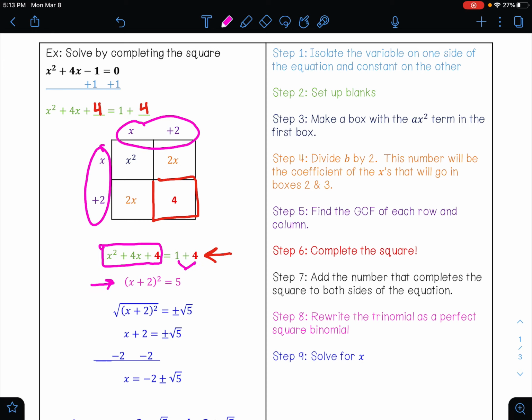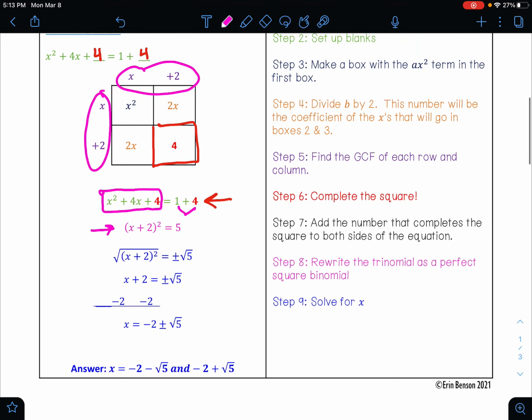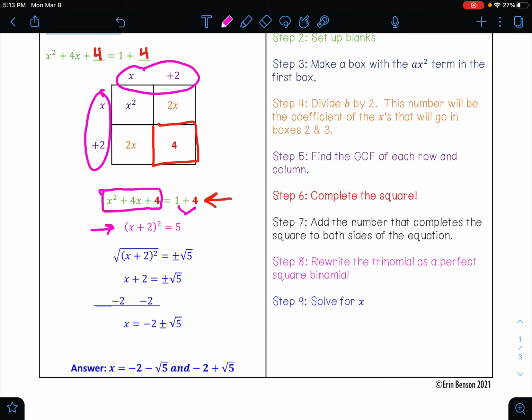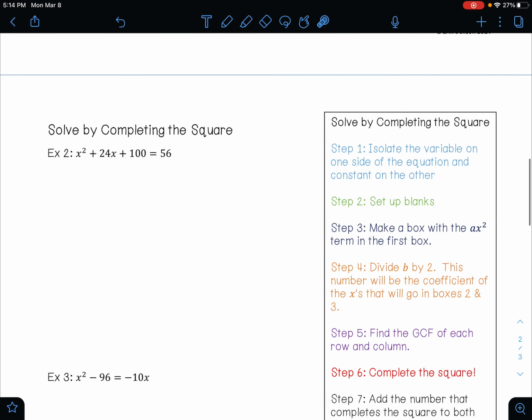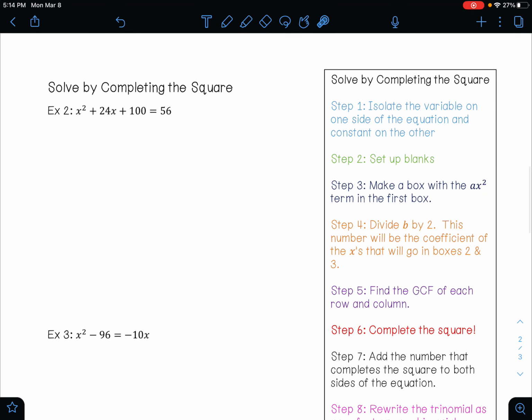1 plus 4 is 5. To undo the square, they took the square root of both sides. And then solving for x, they got the answer of x equals negative 2 minus the square root of 5 and x equals negative 2 plus the square root of 5. If you'd like, you could also just leave your answer like this, as x equals negative 2 plus or minus the square root of 5. So this example was done out for us, so let's try one on our own.